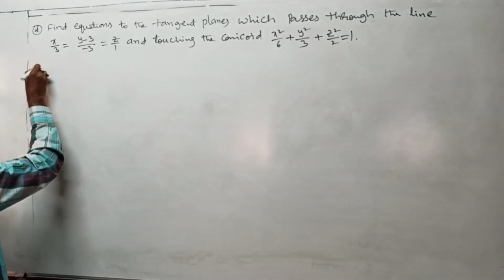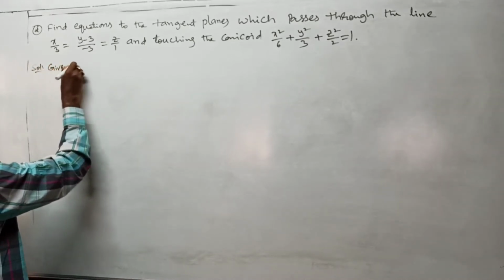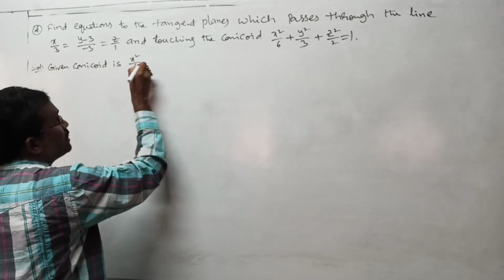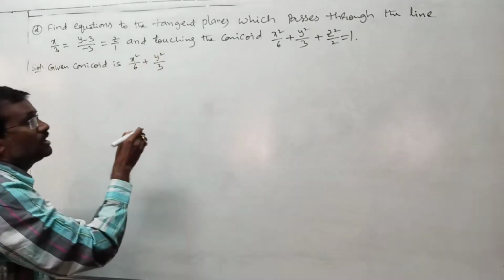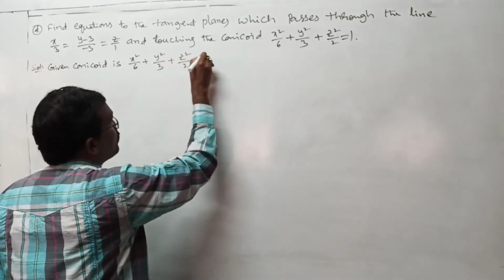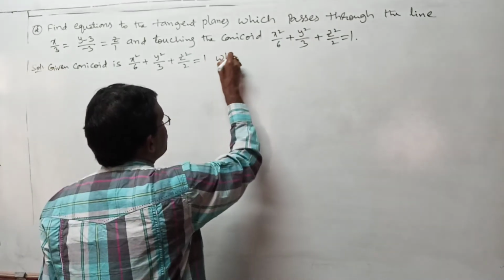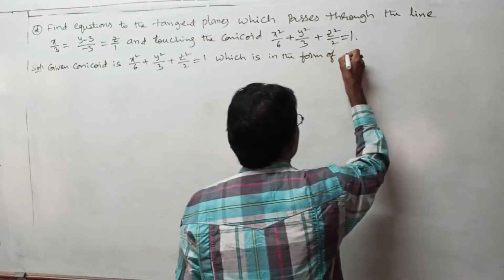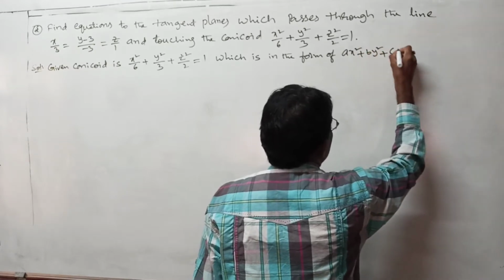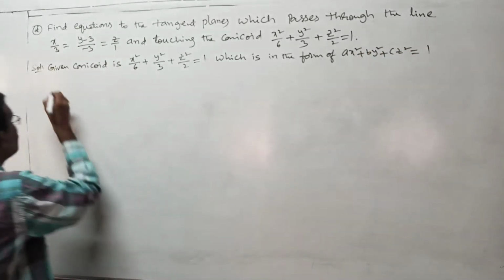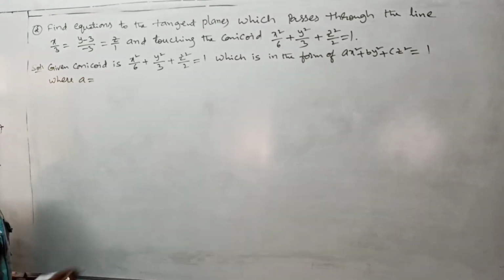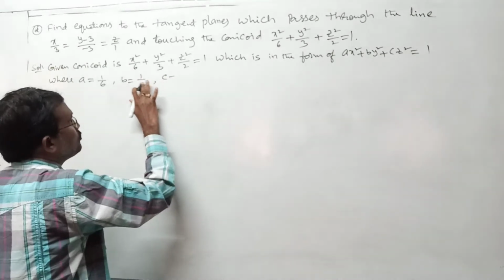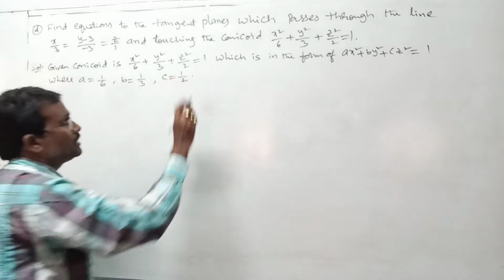First I want to take the given conicoid. The given conicoid is x square by 6, or 1 by 6 into x square, plus y square by 3, which is 1 by 3 into y square, plus z square by 2, which is 1 by 2 into z square, equal to 1, which is in the form of ax square plus by square plus cz square equal to 1, where a is equal to 1 by 6, b is equal to 1 by 3 and c is equal to 1 by 2. Keep this aside.